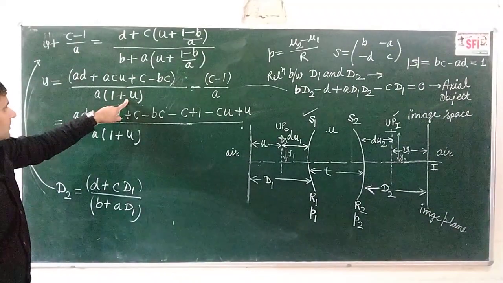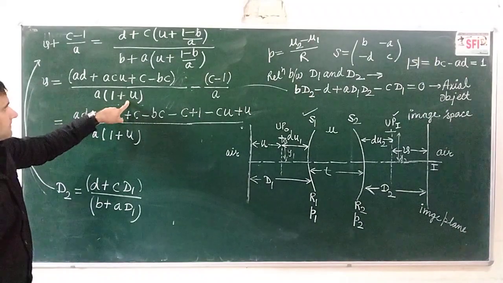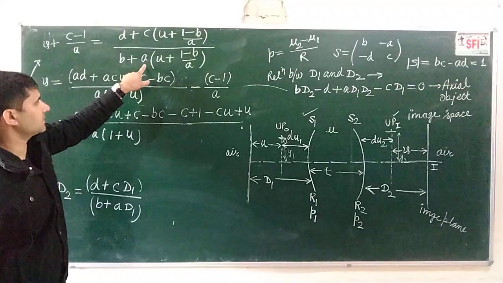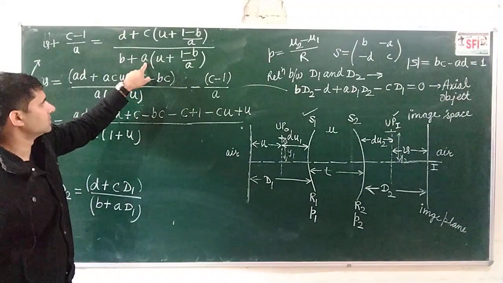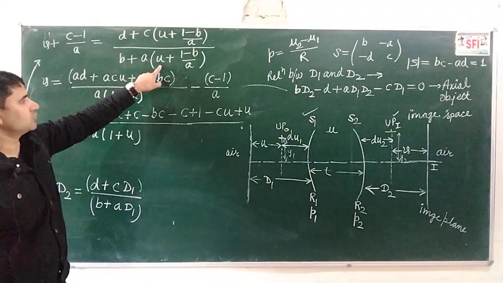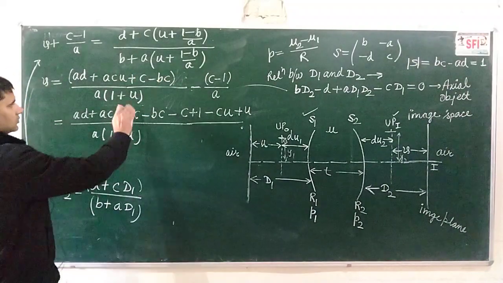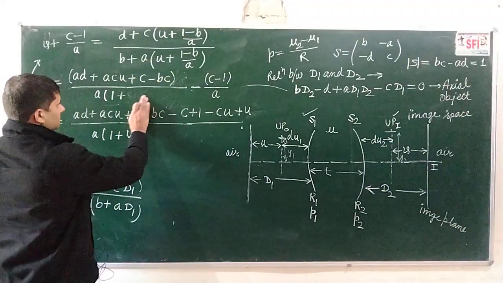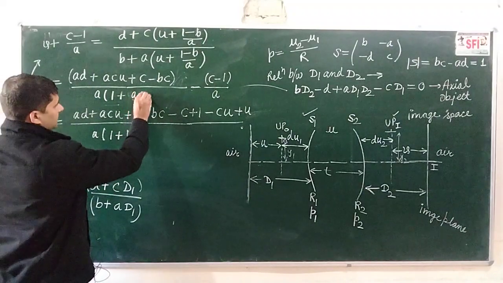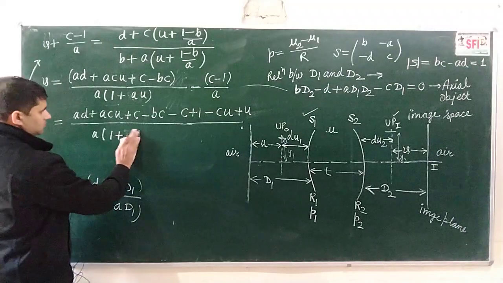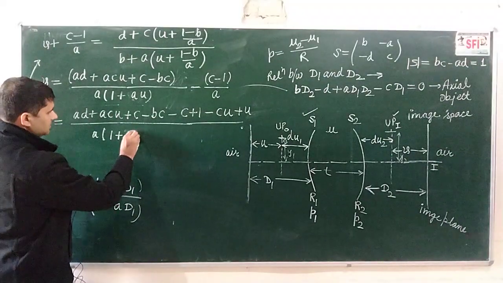So class, here we have made a mistake. You see, if you take LCM here, then you will get a term that is a square into u, and if you take a common, then a is left with u. So here you are to write au in place of u. Okay, so we have to correct it. It is au.